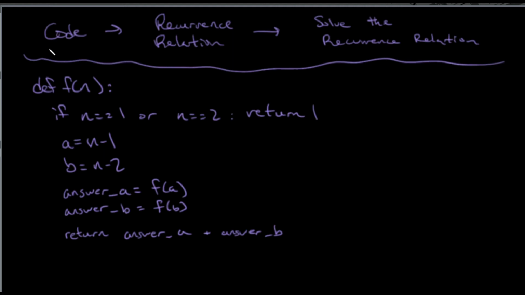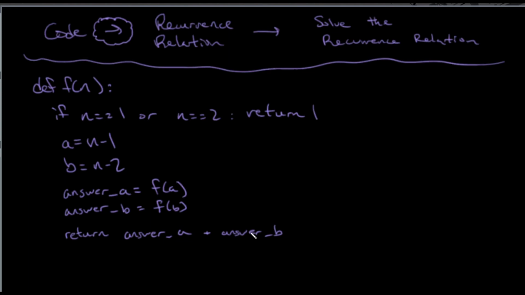What I have written up here is the general process that we came up with a few videos ago of going from code to the runtime of that code for a recursive function. So that intermediate step that we had was finding the recurrence relation for that code before we solved the recurrence relation to get the overall runtime. So in this video, we're going to cover this step right here, going from the code to the recurrence relation.